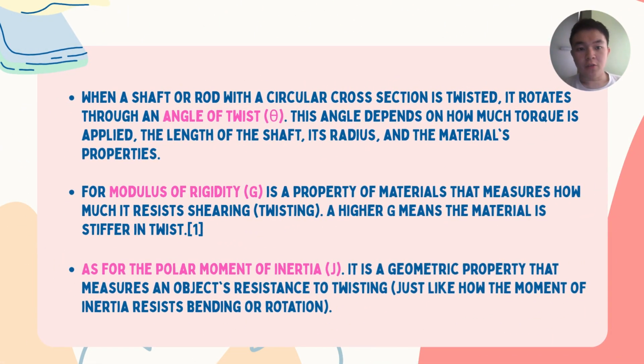When a shaft or a rod with a circular cross-section is twisted, it rotates through an angle of twist theta. This angle depends on how much torque is applied, the length of the shaft, its radius, and the material's properties. The modulus of rigidity, G, is the property of materials that measures how much it resists shear twisting. A higher G means the material is stiffer in twist. The polar moment of inertia, J, is a geometric property that measures an object's resistance to twisting, just like how the moment of inertia resists bending or rotation.